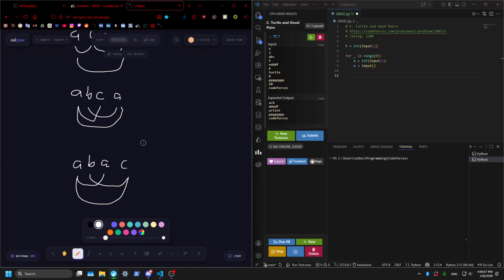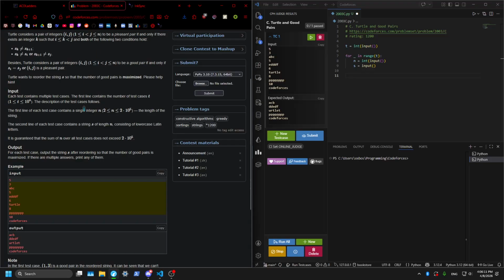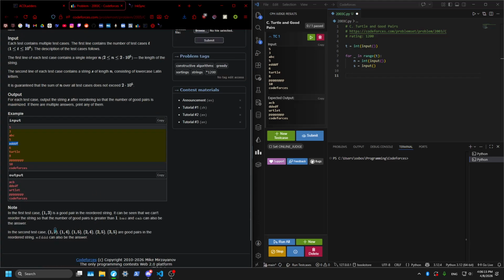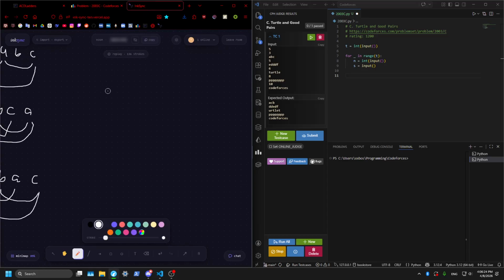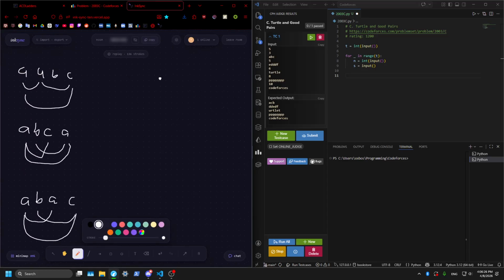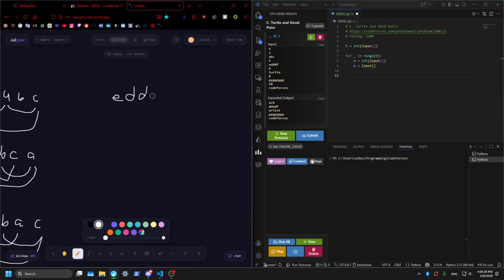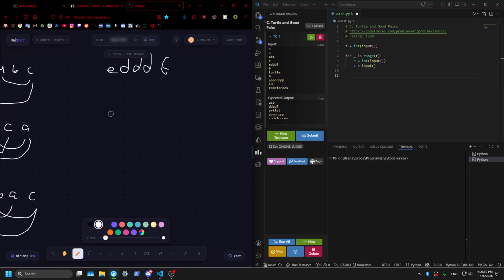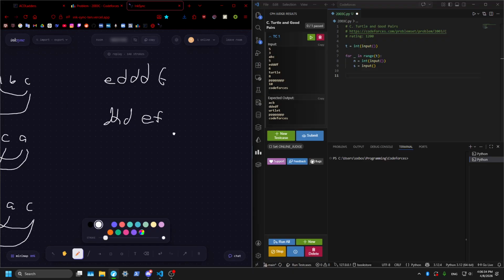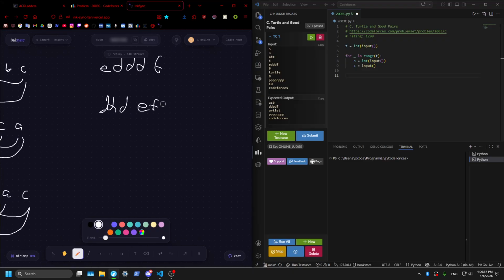What about 5? Maybe I should look at this case, right? Because 1, 2, 3, 4, 5, 6. They're saying we can create 6 pleasant pairs out of E, D, D, D, F. So let's do D, D, D, E, F first, and then let's see what we can make out of this.